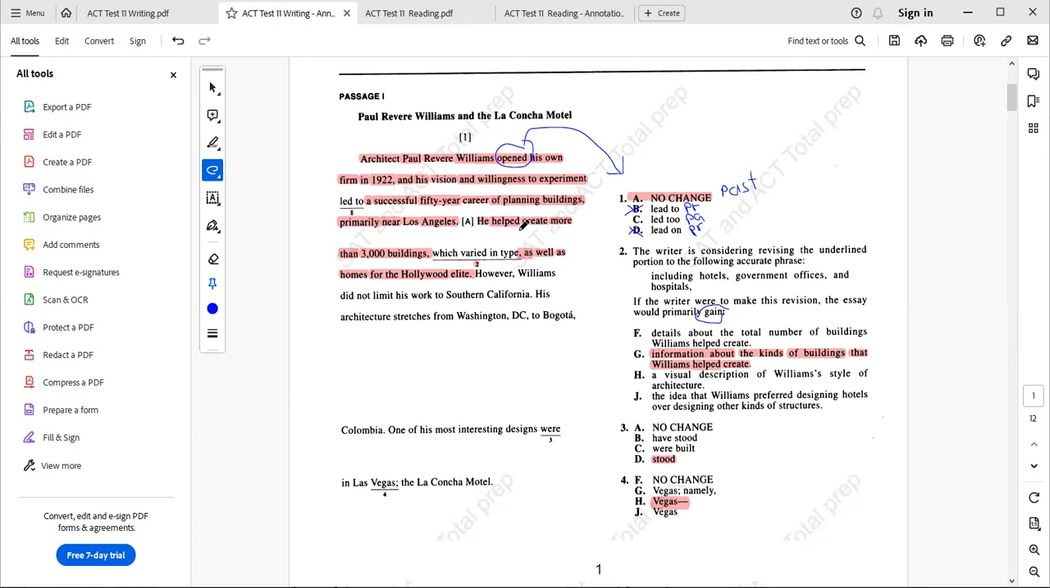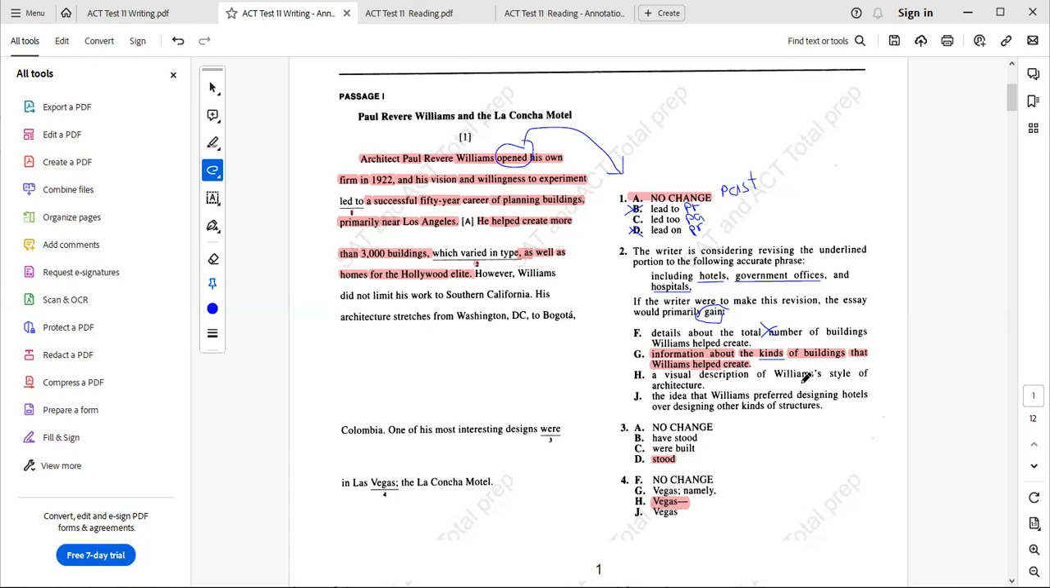Here he said he helped create more than 3,000 buildings, which varied in type, as well as homes for the Hollywood elite. I need to include this. So if he adds this, what is he going to add? Here he said including hotels, government offices, and hospitals. So we will gain details about the total number of buildings William helped create? No, he didn't talk about the total number here. Information about the kinds? Yes, these are kinds: hotels, government offices, hospitals, of buildings that William helped create.